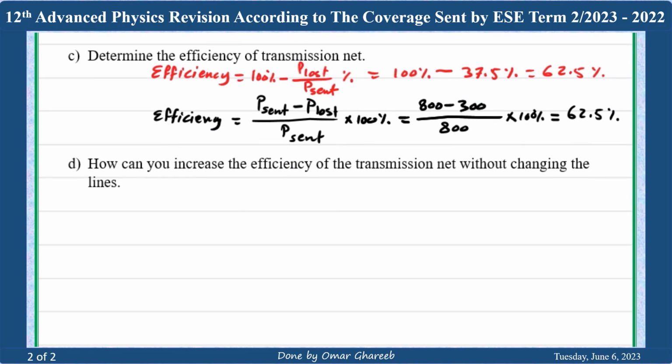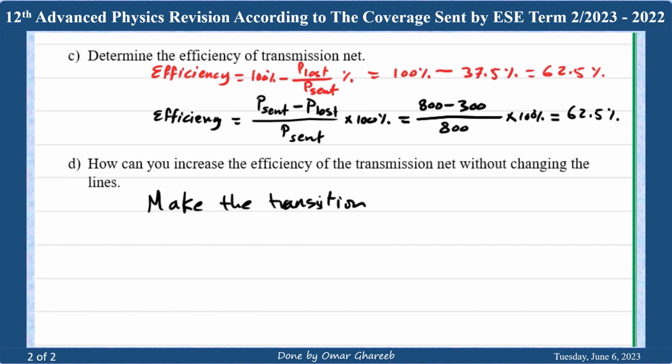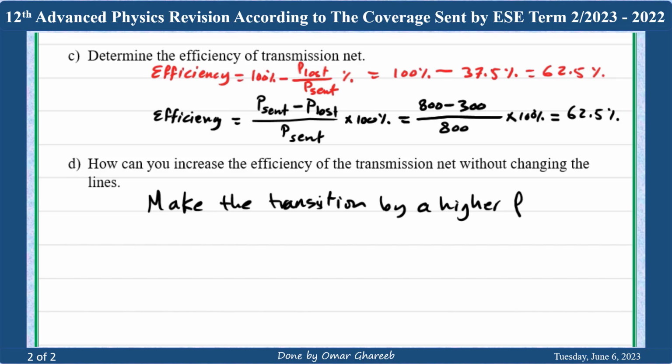How can we increase the efficiency of the transmission net without changing the lines? If you don't need to change anything in the transmission lines or transmission net, all you want to do is to transmit energy by a higher voltage. So make the transmission by a higher voltage.